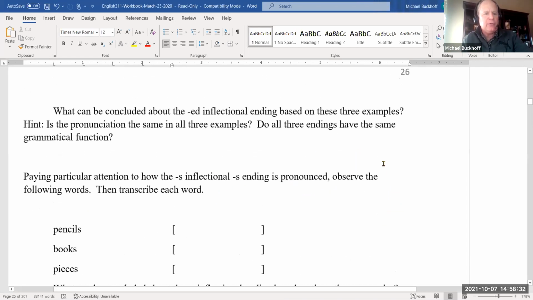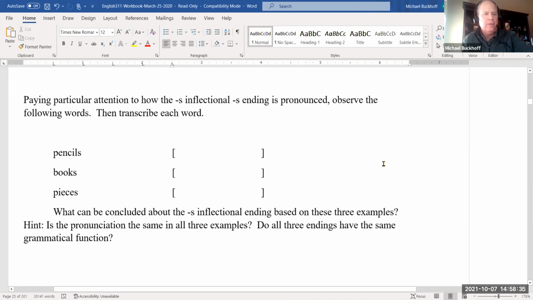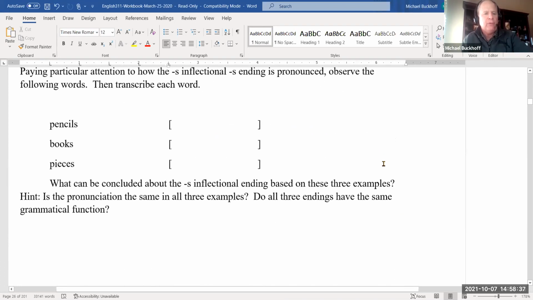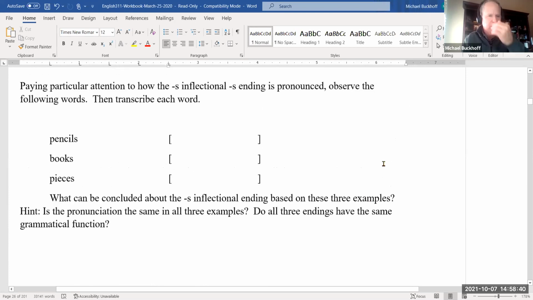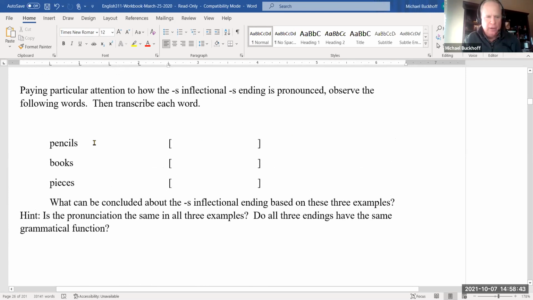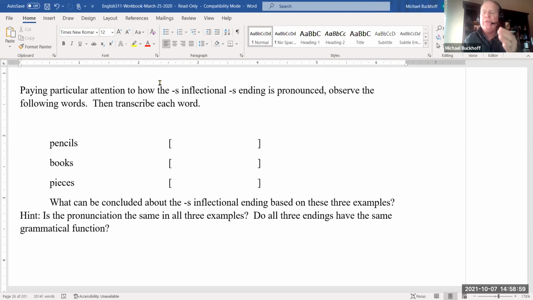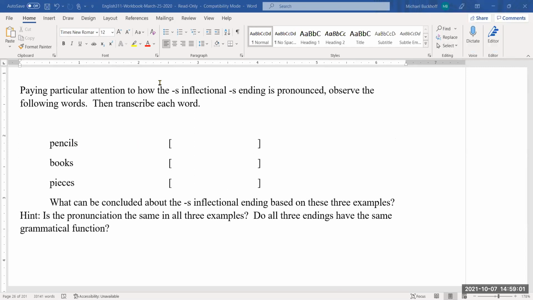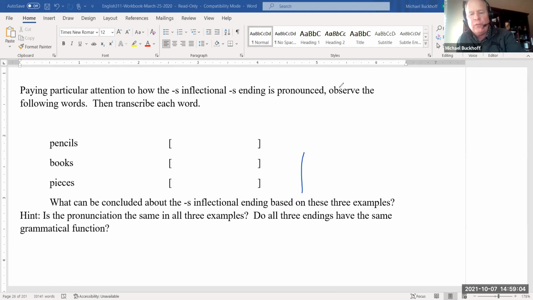Okay, let's take a look at another example. And I've answered all of these questions here. So it says, the S ending here. Now, number one, can somebody tell me what is the grammatical function of the S in pencils, books, and pieces? What is the purpose of that? The grammatical function. What is it doing when the S attaches to these words? It's a plural S. Good. So let's put this over here. The plural S inflectional ending, right?